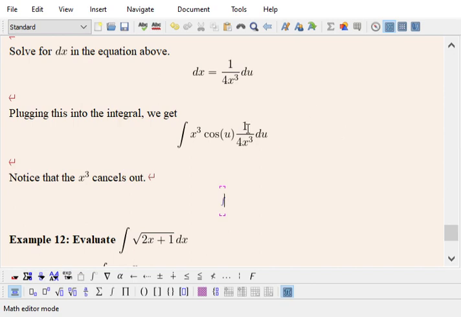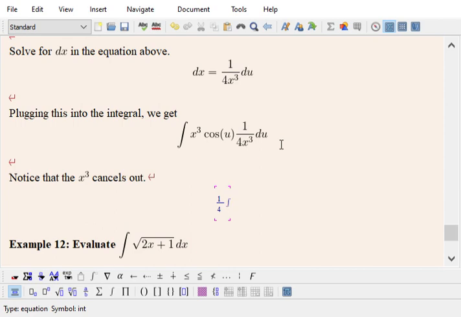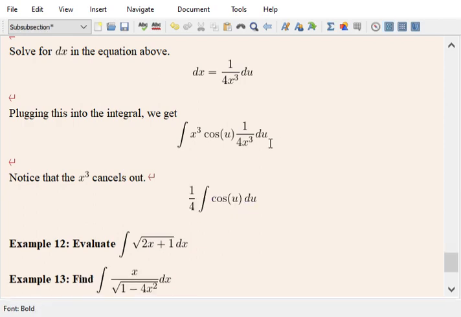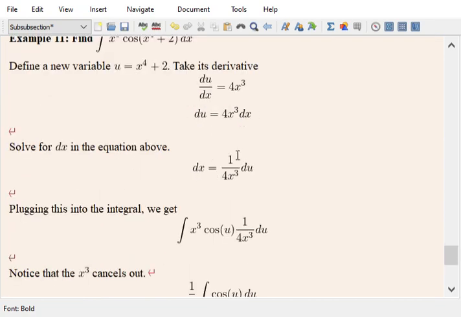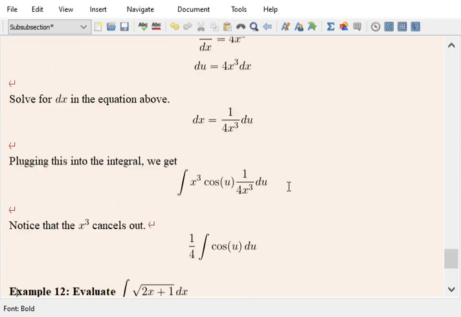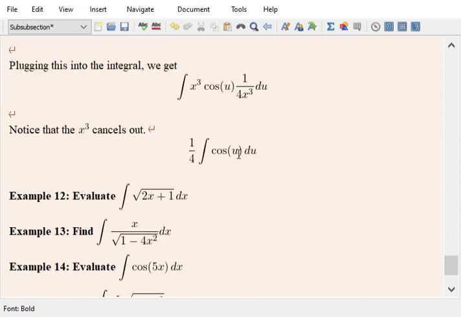So what do we end up with? Well, we have 1/4, so may as well pull that out, because that's a constant. The x cubes cancel. And then all that we have left is just cosine u du. So by introducing this new variable u, and then doing this magic symbol manipulation of saying that dx is equal to whatever times du, we have actually obtained an integral which has only u's in it, no more x's.